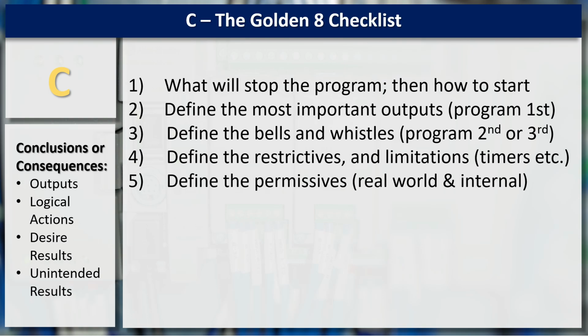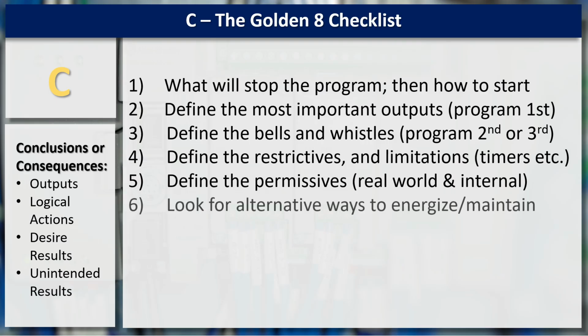Number 4, define the restrictives and limitations. Restrictives are things that will prevent you from running or stop the process when it's supposed to. Limitations are things like timers. How long do you have to get something to work? Or a counter. How many are we making before we have to stop? Number 5, define the permissives. Now with permissives, there are also real world and internal ones. So define which ones are giving permission for the cycle to work.